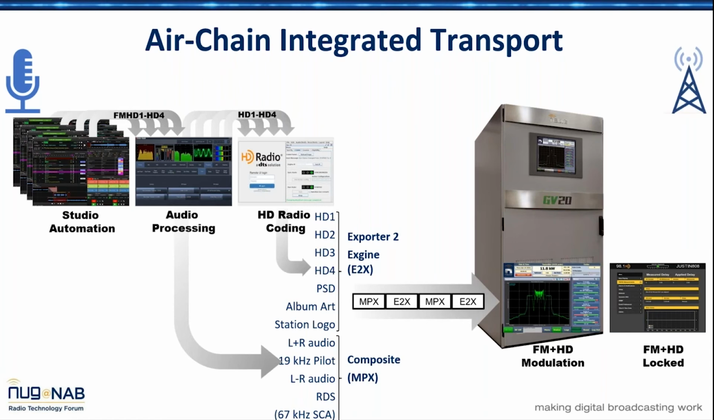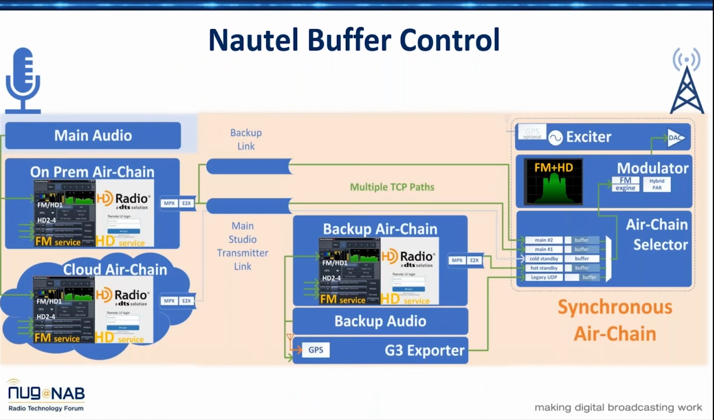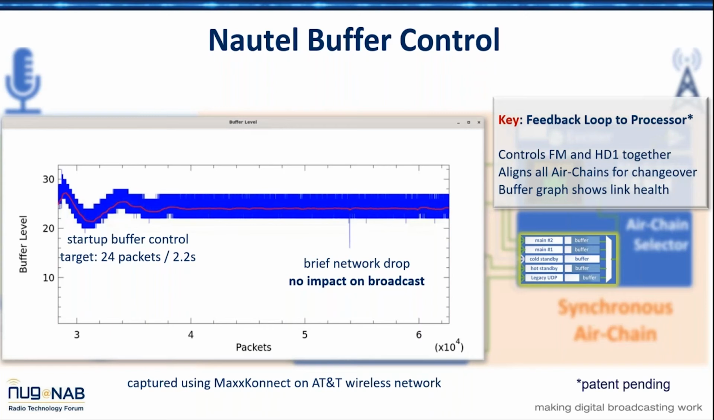The other portion that goes with that is, not only do we want to put the E2X and the MPX together, but we need to govern how long it takes from ingest to broadcast. And we do that using a Nautel buffer control algorithm that we've come up with. You can see that in our demo. We've got a little buffer plot. You can see the fill level of the buffer over time. So we've got a feedback loop that controls the input to the audio processor all the way back at the ingest of the air chain. And we essentially tell it speed up a little bit, slow down a little bit, so that the buffer stays at a target level. It's a very slow loop, just to gradually move it up or down.